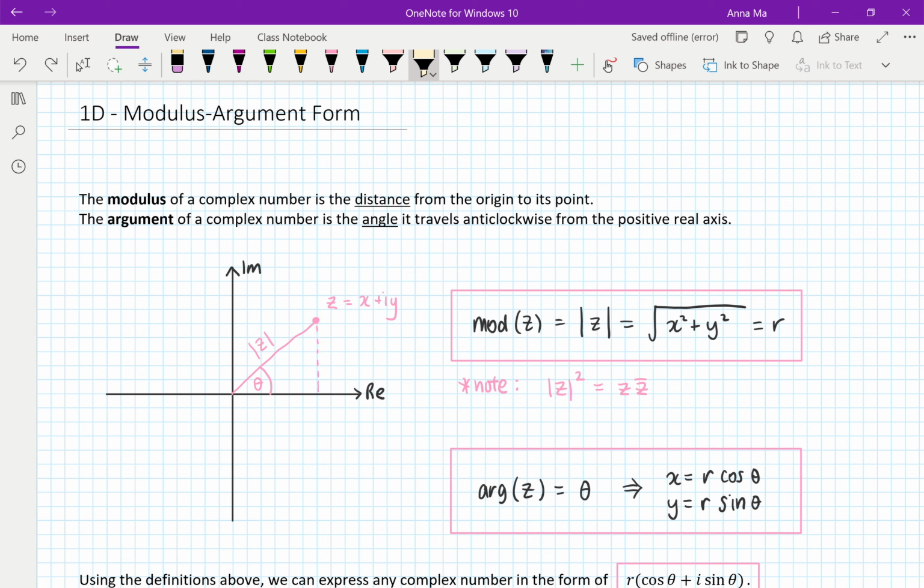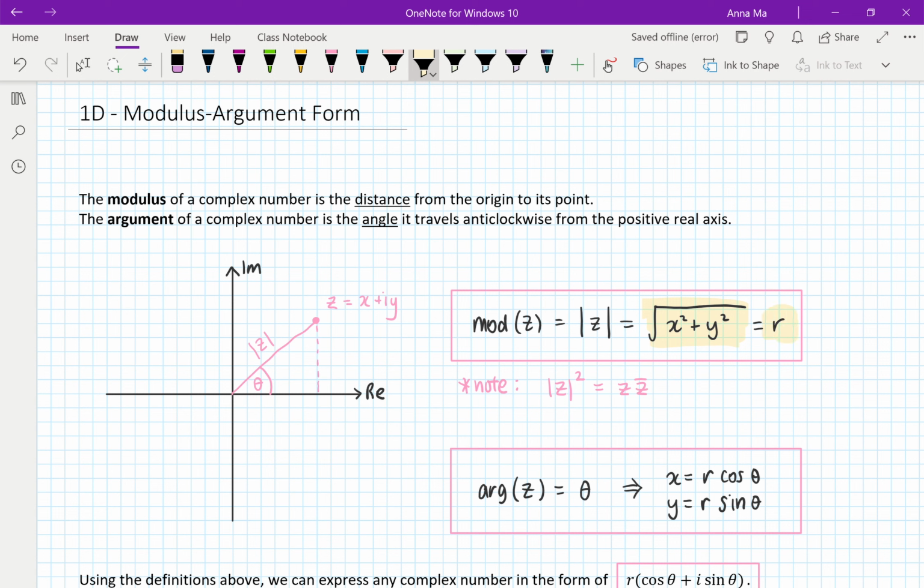Hope that's clear enough. Now, in terms of the notation, modulus of z, we would write it as mod z for short, or we could write absolute value of z. And if we ever try to find the actual length, the modulus, then we just apply Pythagoras' theorem. We know the horizontal displacement would be x, the vertical would be y, so the modulus would be the square root of x squared plus y squared.